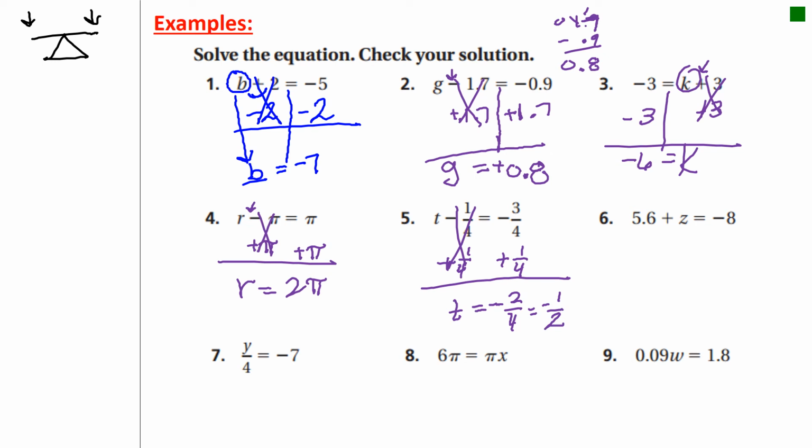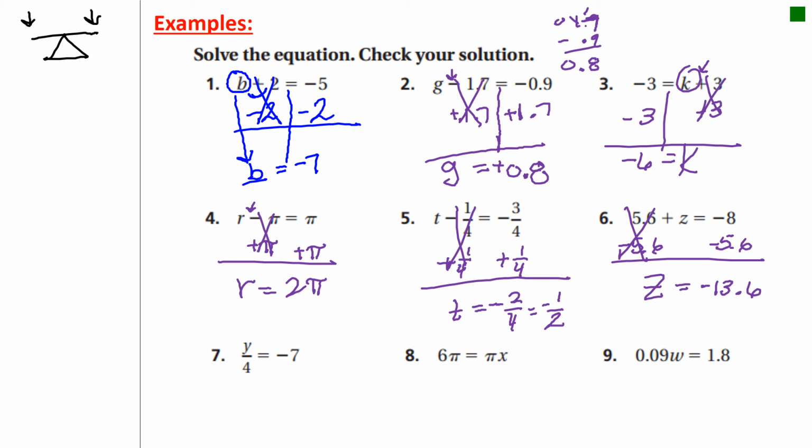Great. All right, 6. I'm obviously moving on to the more challenging ones, okay? So 6, we're going to take away 5.6, take away 5.6. We will have z left over because those two cancel out, and 5.6 minus 5.6 is 0. Negative 8 minus 5.6 is going to be a bigger negative, and the bigger negative is negative 13.6. Remember, if they're the same sign, add them together and keep the sign. So 8 plus 5.6 is 13.6, and keep that negative sign.